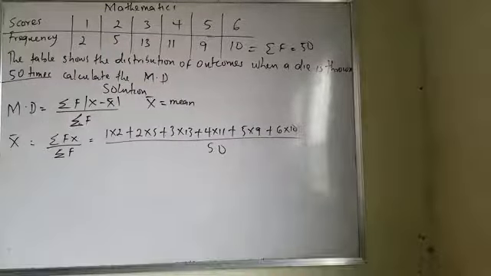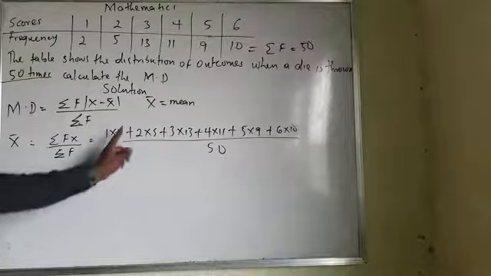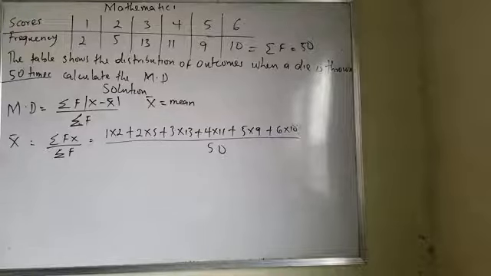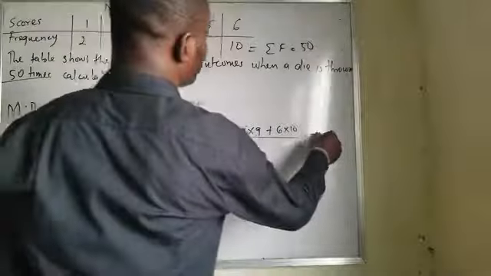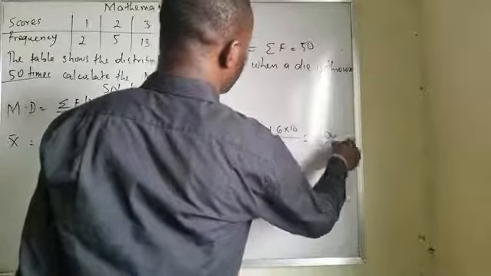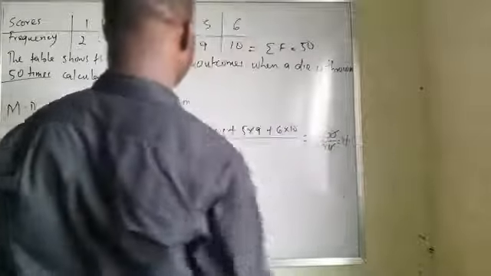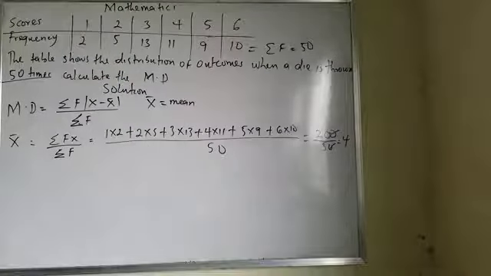Now, we have 2, 10, 39, 44, and so on and so forth. Let me use my calculator. It will be equal to 200 over 50, which is going to be 4. It means my mean equals 4.